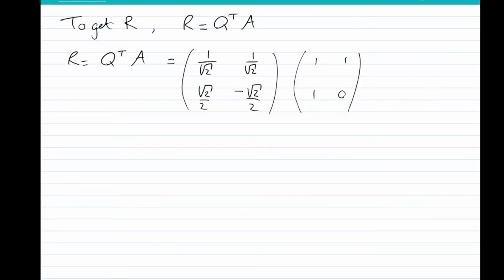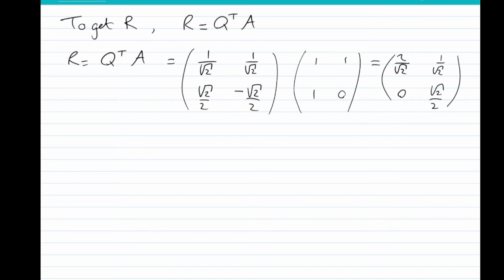Let's go back to here and carry out the computation. 1 over square root 2 plus 1 over square root 2 is 2 over square root 2. The upper right term is 1 over square root 2. In the lower left, that one should be 0. And indeed, square root 2 over 2 minus square root 2 over 2 is 0. And the last entry is square root 2 over 2. So this checks: the matrix R that we obtained is indeed upper triangular, and its diagonal entries are non-zero. So it is an invertible, non-singular upper triangular matrix.